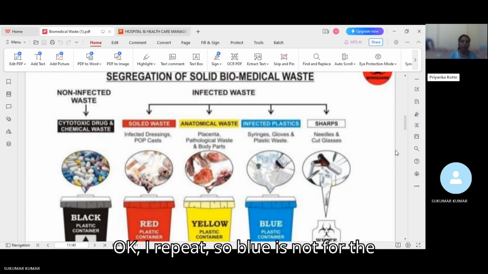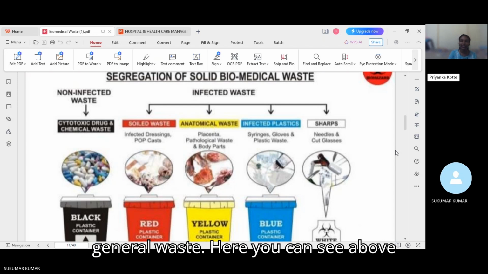Okay, I repeat. So blue is not for the general waste. Here you can see the above picture.